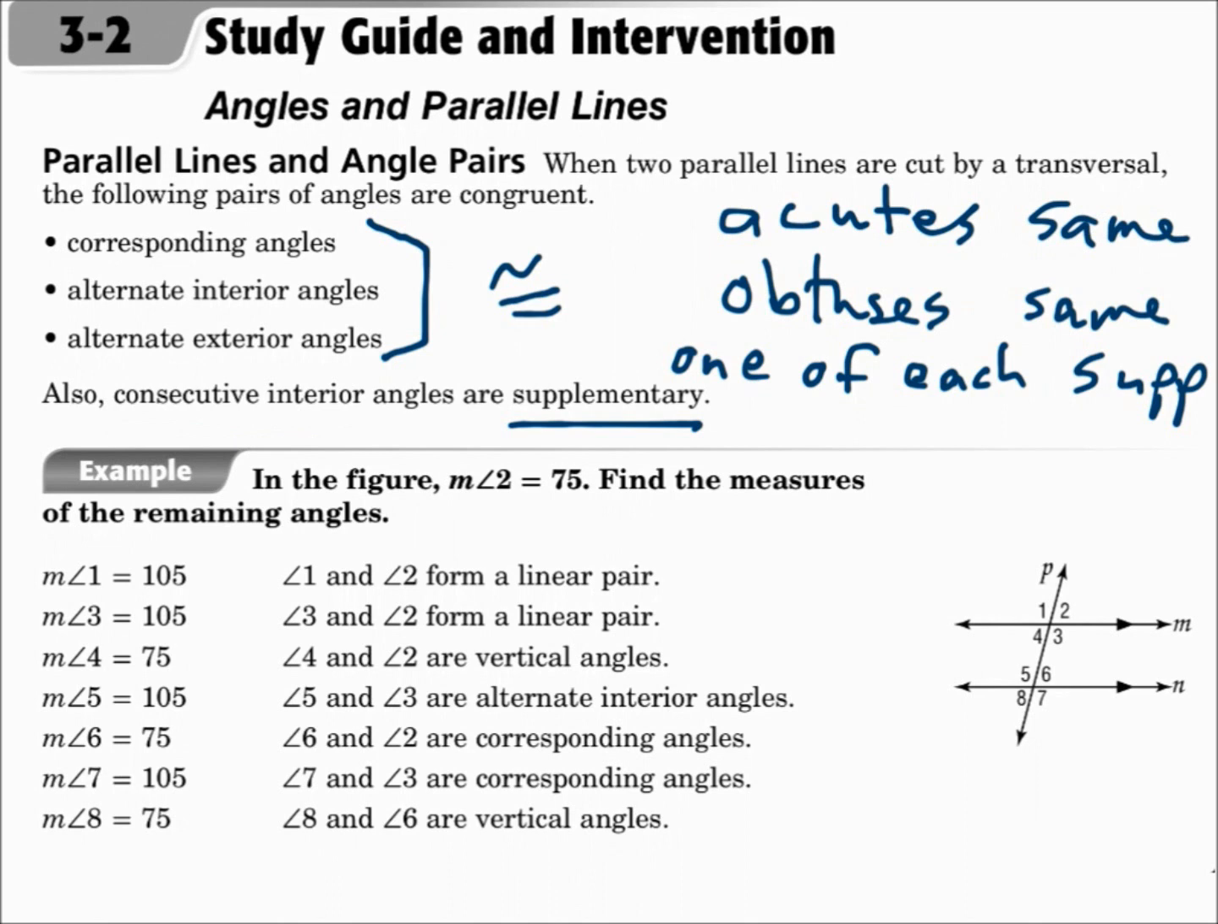One final thing to remember that you might see is that in addition to those three angle pairs, vertical angles are still congruent. And in addition to consecutive interior angles, linear pairs are also supplementary.